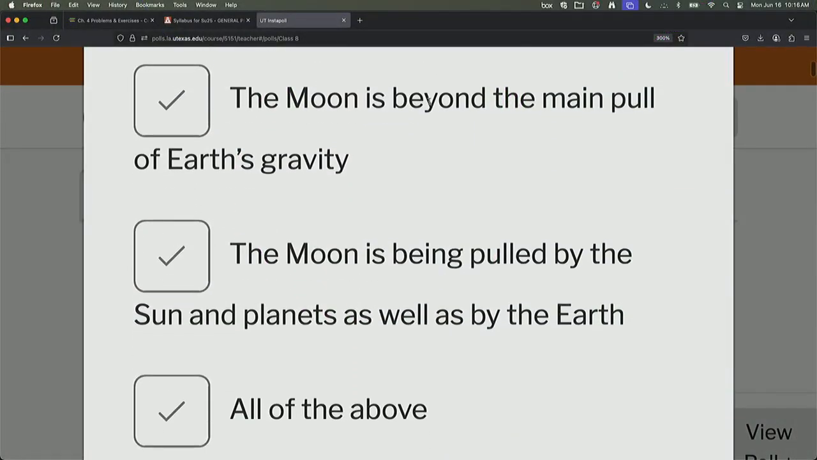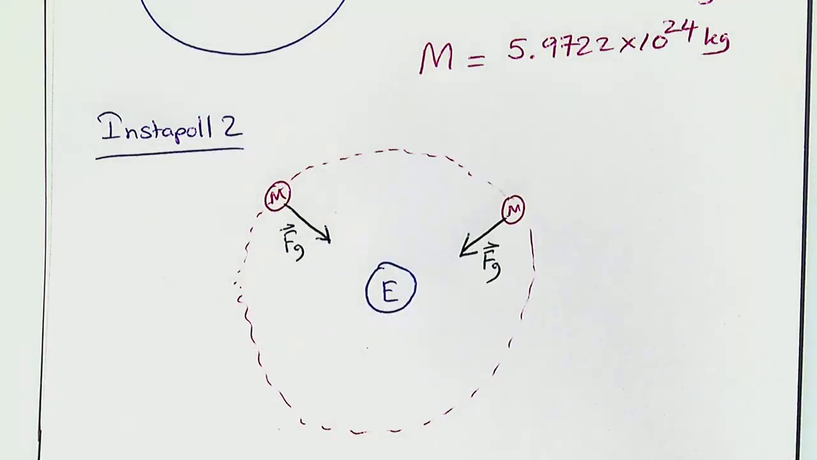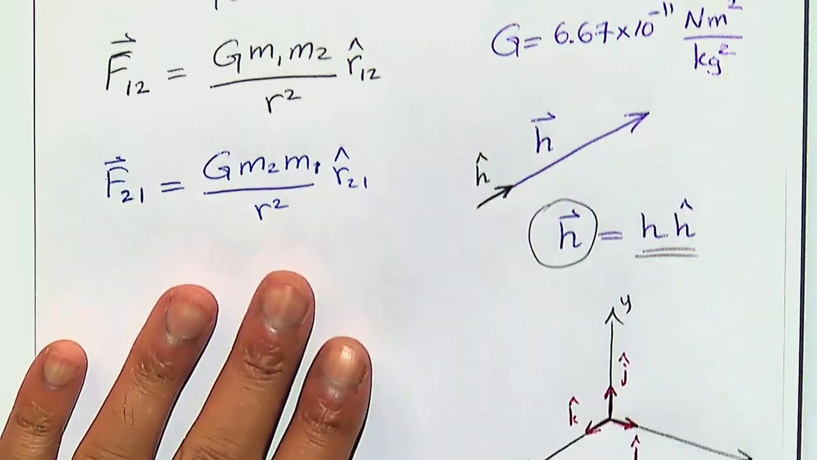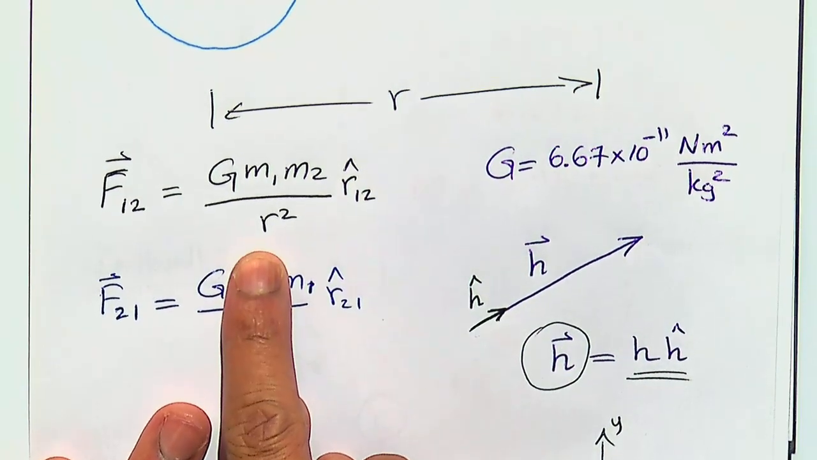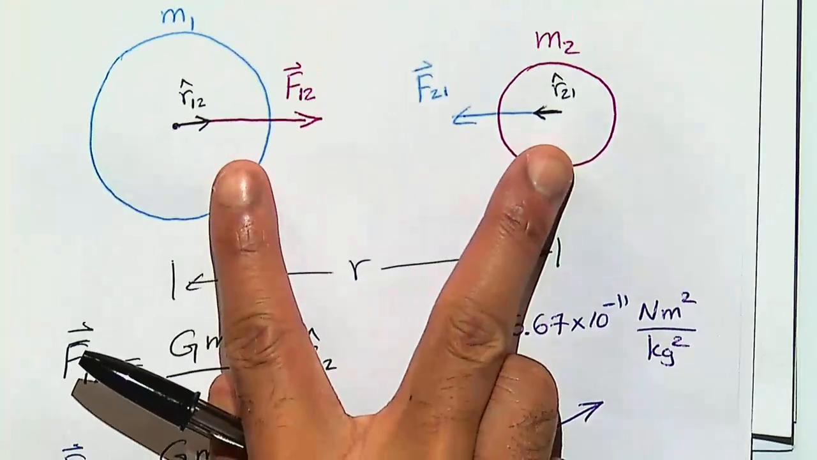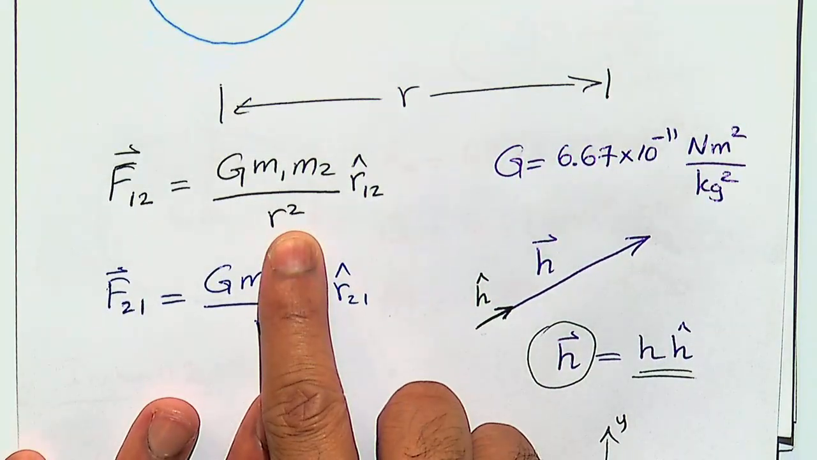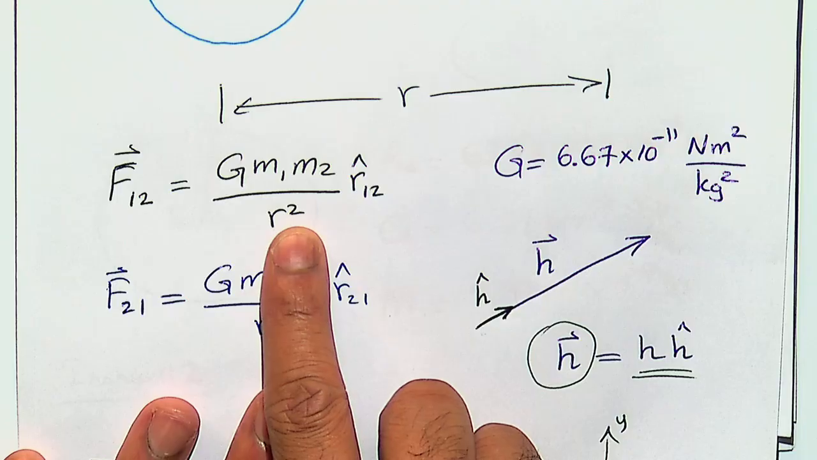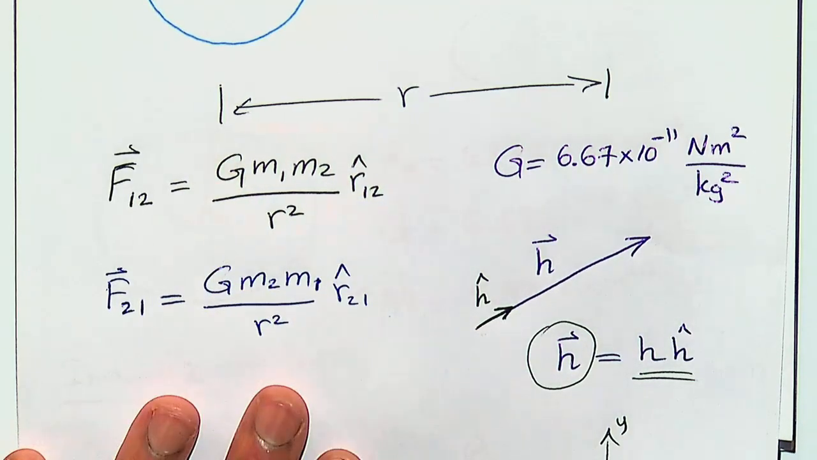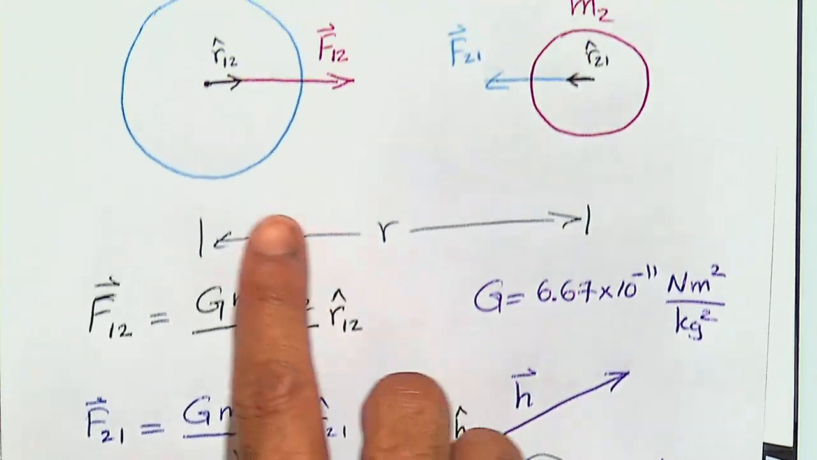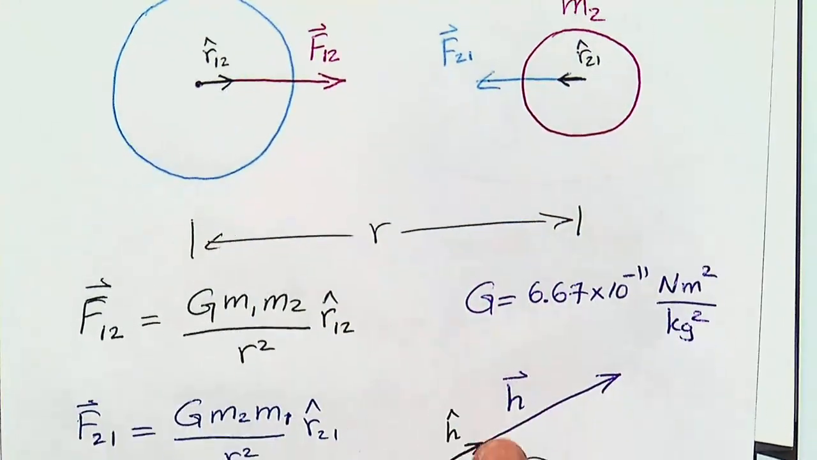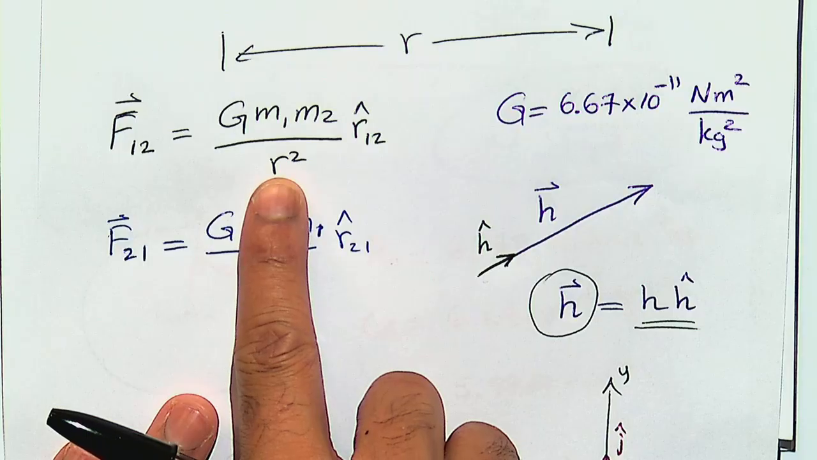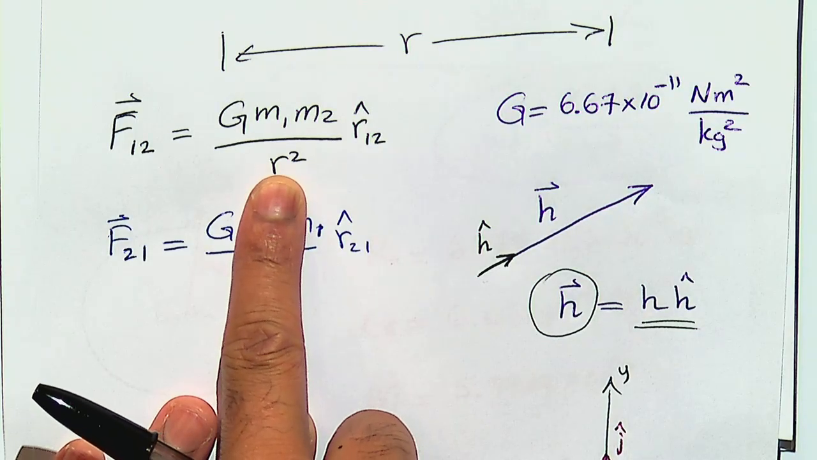Okay, then going to the next one, the moon is beyond the main pole of Earth's gravity. That's not true, right? I mean, it's in the pull of the Earth's gravity, as you can see from the gravitational equation. For the force of gravity to be 0 between any two masses, technically speaking, it has to be infinitely far away. That's the only way you're going to get the whole thing to be 0. If something has mass, something else has mass, so if you're talking about the Earth and the moon, those two objects will exert a gravitational force until you take them infinitely far away, right?